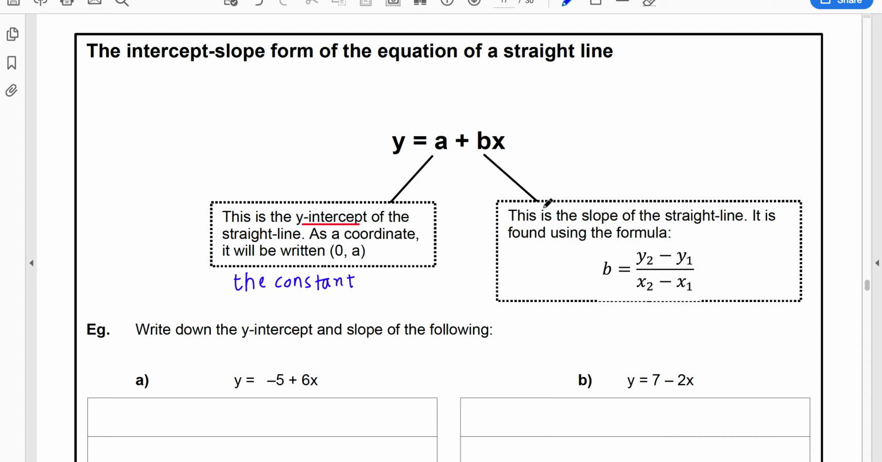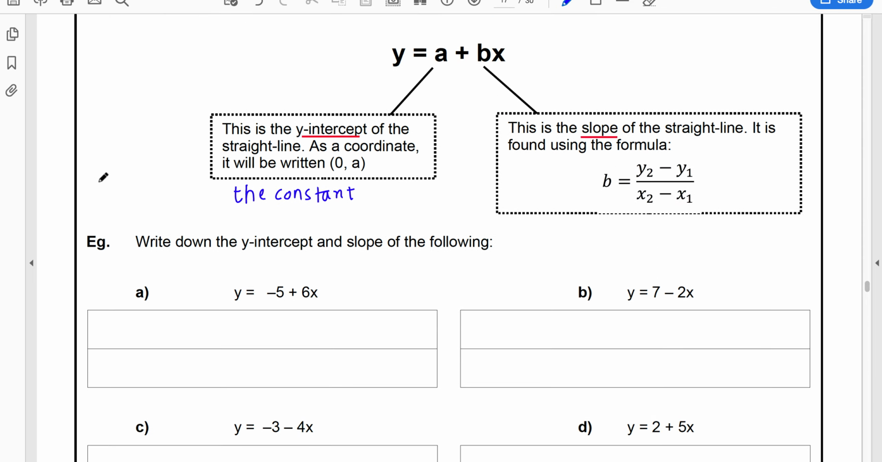The slope, which we looked at in the previous lesson, the rise over the run, is always going to be the coefficient of the x term. So it's always this number being multiplied by x. You've done this for many years now, so I'm really just telling you a lot of things you already know, but these are the essentials, what you really are expected to know at this level.